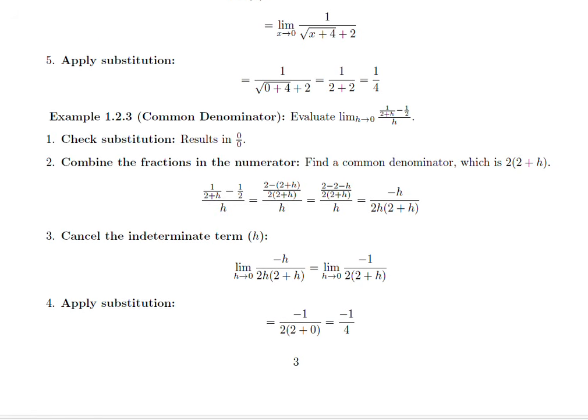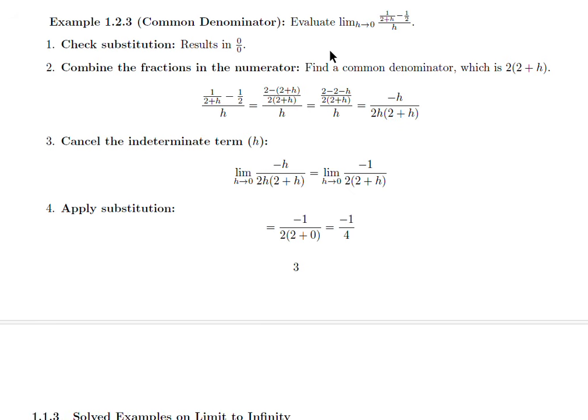We have another example here. This example says evaluate 1 over 2 plus h minus 1 over 2, all over h, as h approaches 0. As you can see, there's a twist in the choice of variable here, so it's not every time our variable will be x. In this case, the variable is h. So we'll proceed with the usual process.